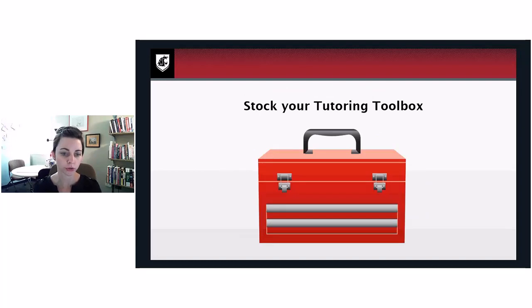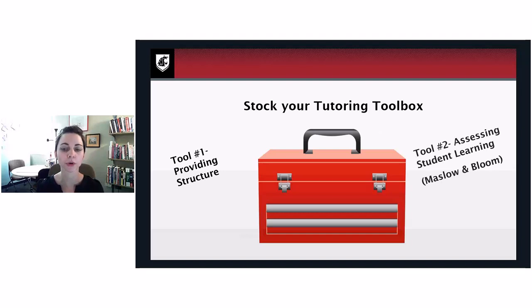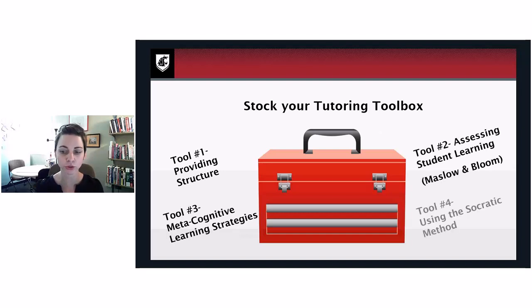So these are the tools that we're going to talk about. This will be the bulk of our session today. We're going to talk about 4 different tools. There are many tools for being an effective tutor, but given the time we have available, I think these are the 4 most important for you to learn about first. The first tool is providing structure. It is your responsibility as a tutor to provide structure to either an individualized tutoring session or a group tutoring session. We'll talk about what that looks like and how you do that.